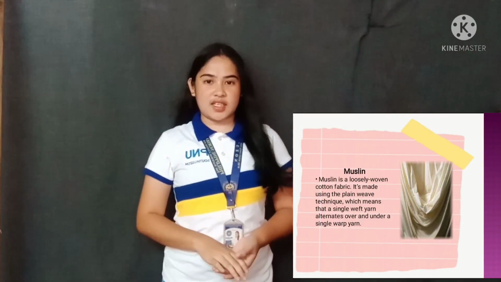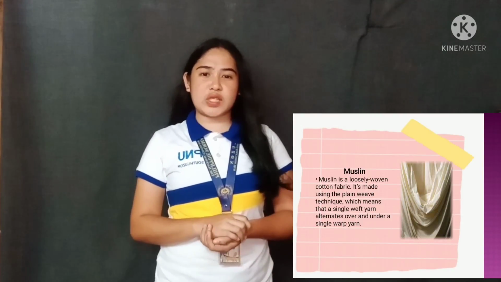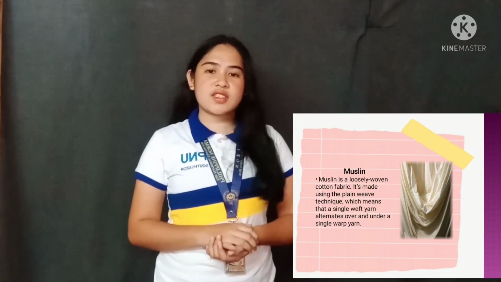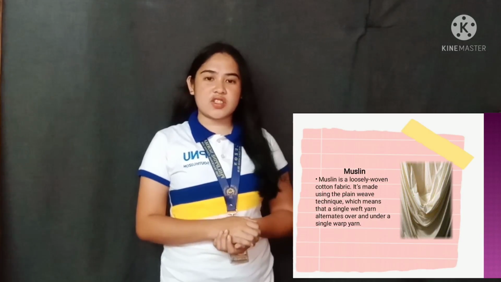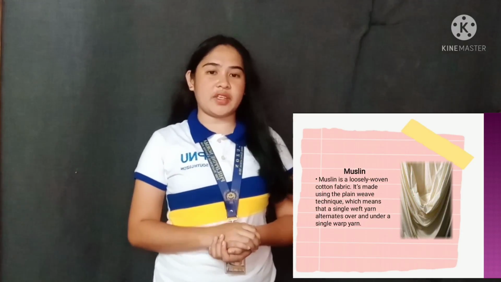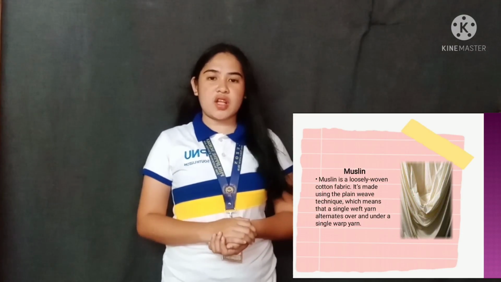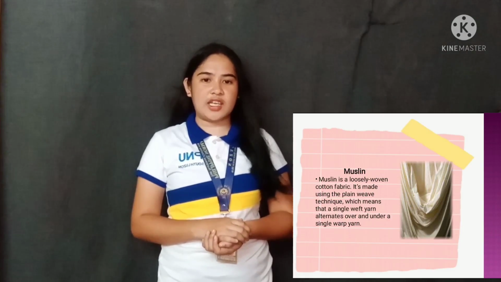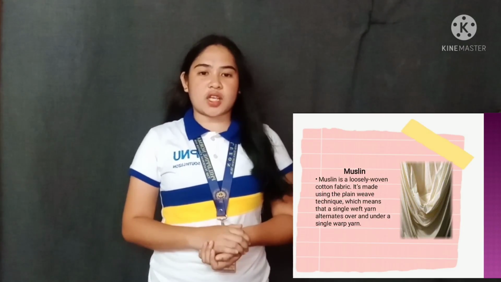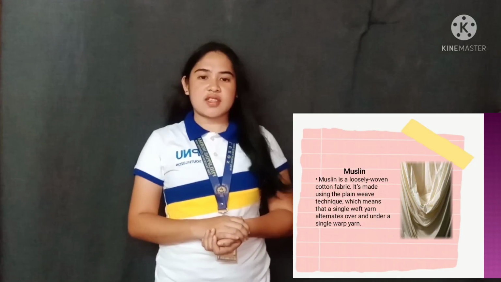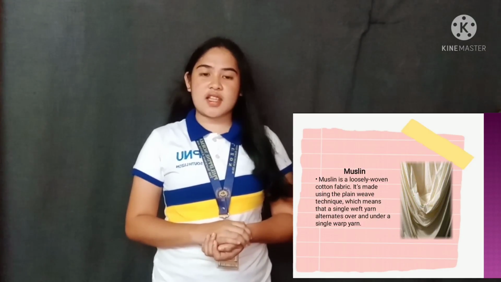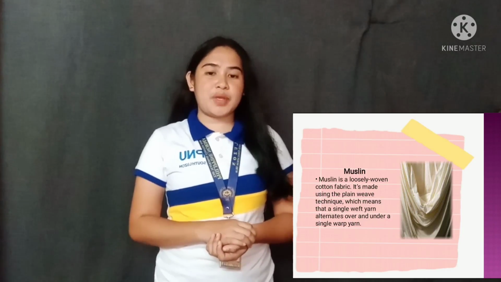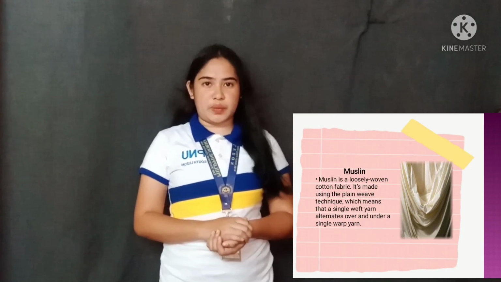Next is muslin. Muslin is a loosely woven cotton fabric. It's made using the plain weave technique, which means that a single weft yarn alternates over and under a single warp yarn. Muslin is known as the material used in fashion prototypes to test patterns before cutting and stitching the final product. Muslin is ideal for testing patterns as it's lightweight and gauzy, therefore it can be easily draped and fit well and is simple to sew.